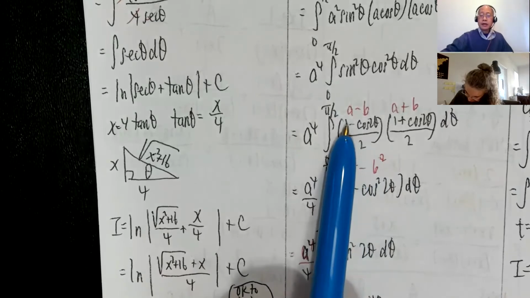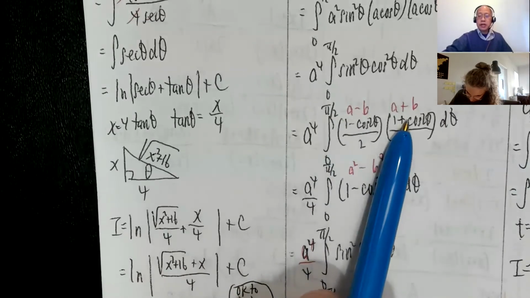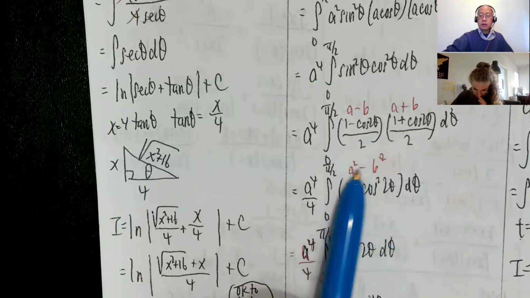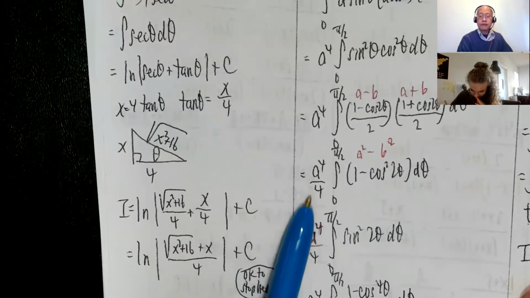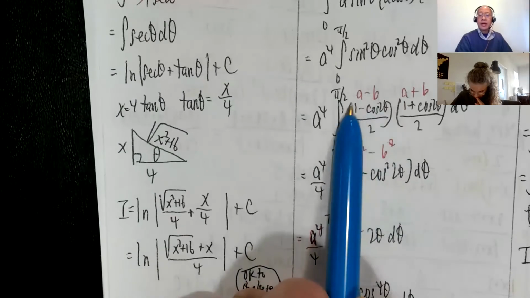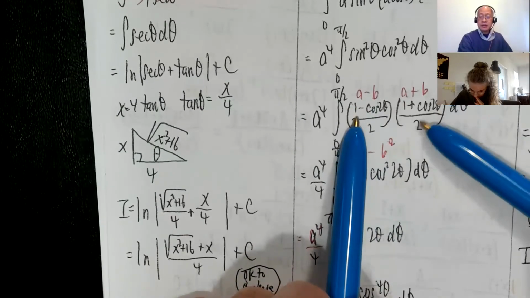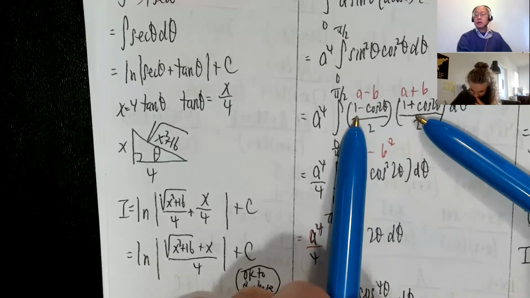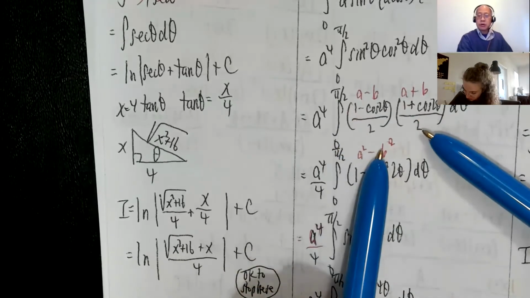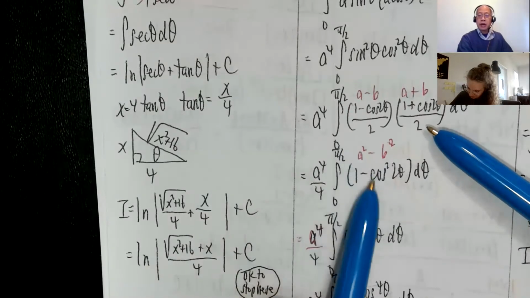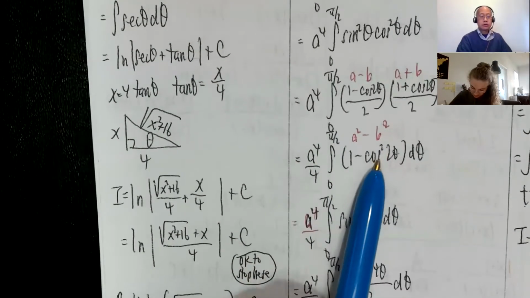All right, now I got a minus b, a plus b, which is a squared minus b squared. Okay. Well, 2 times 2 is 4. Take it outside. A to the 4th over 4. And that times that, being a minus b, a plus b, is a squared minus b squared. So I have 1 minus cosine squared 2 theta.